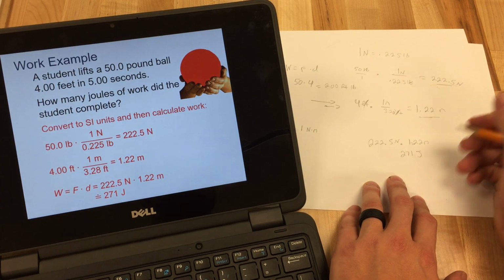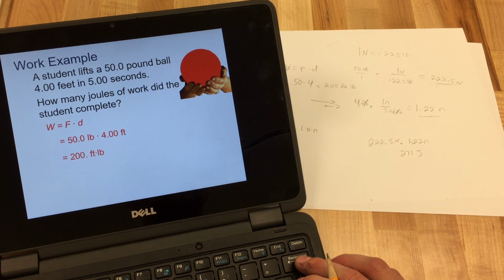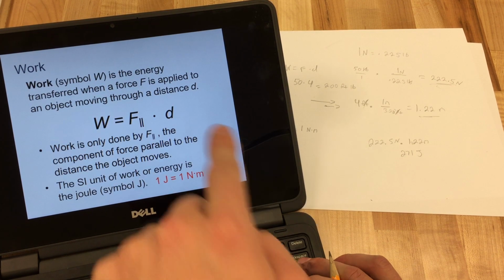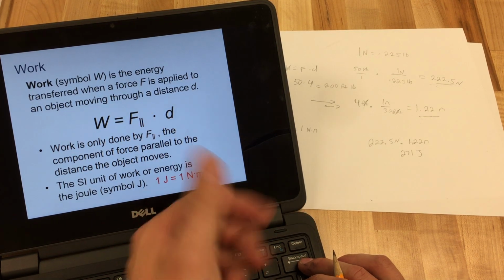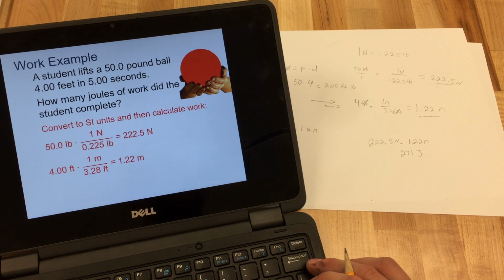Okay, and once we put those together, you get 271 joules. All right, and how do we know that's joules? If we go back again, remember, 1 joule is equal to 1 Newton meter. So 271 Newton meters is 271 joules.